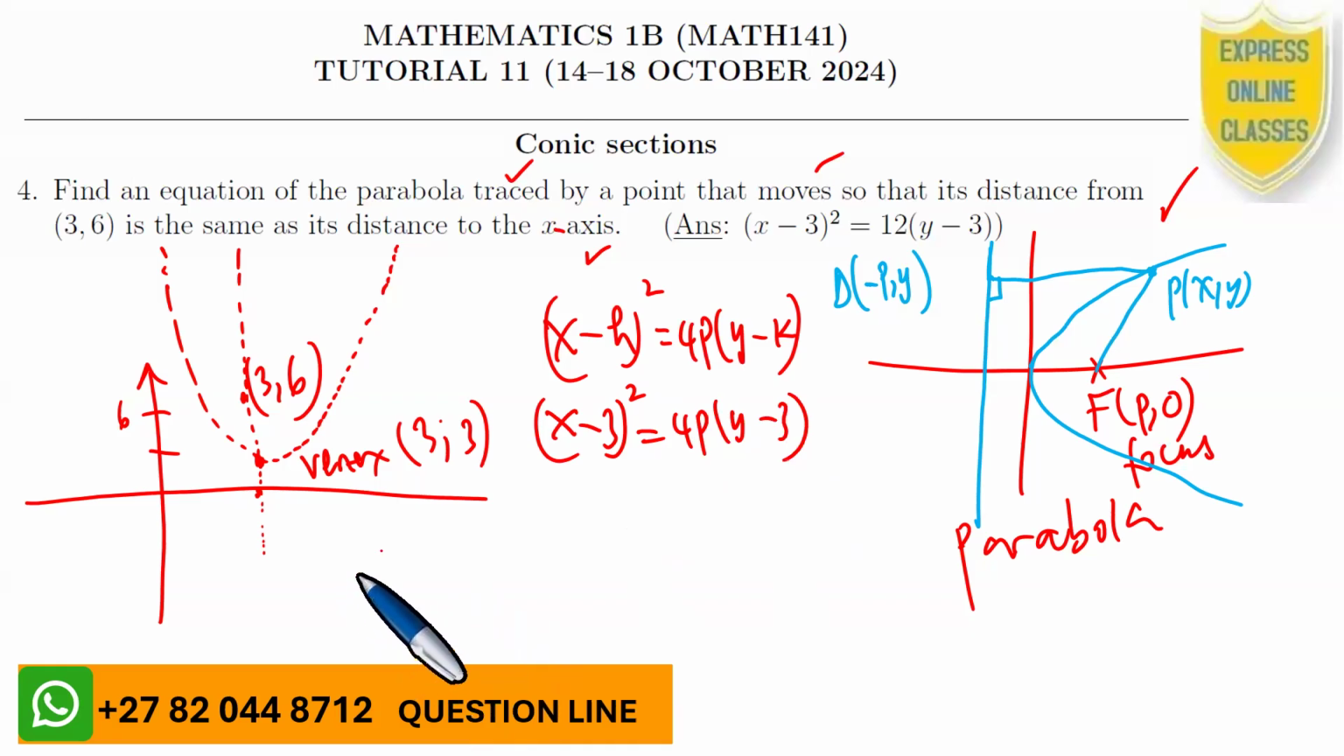So the question, therefore, is what is the P? The P, therefore, is going to be the distance here, the distance there. This would be the directrix. What would the distance be?